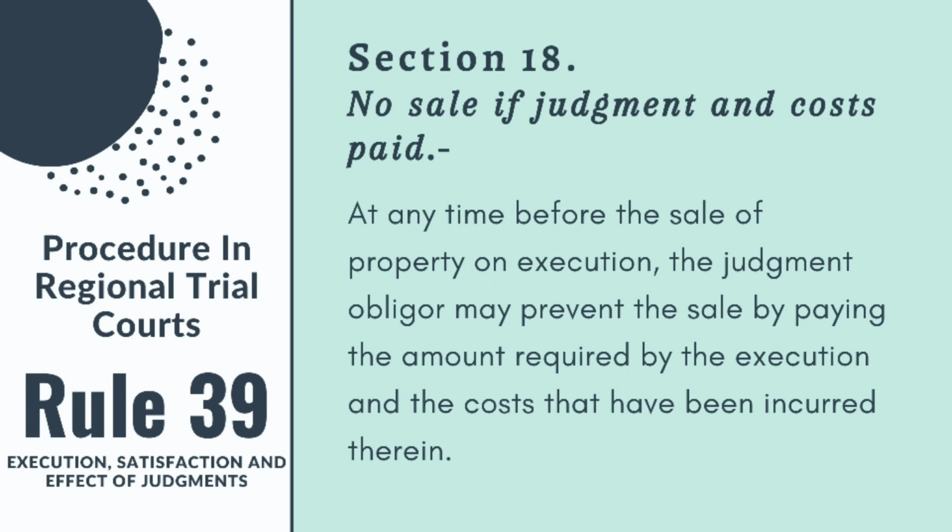Section 18. No sale if judgment and costs paid. At any time before the sale of property on execution, the judgment obligor may prevent the sale, by paying the amount required by the execution, and the costs that have been incurred therein.